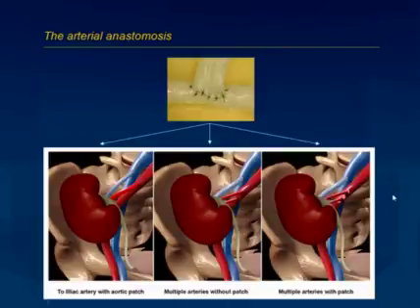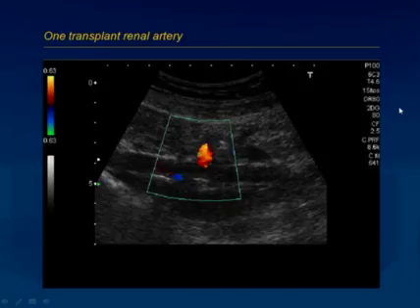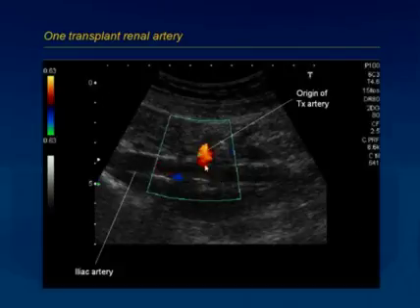Now, for obvious reasons, live donor anastomosis is different. Most donors are very reluctant to give away part of their abdominal aorta, so the live donor anastomosis has no patch. If we look at that on ultrasound, the iliac artery seen here, duplex ultrasound shows the origin of the transplant artery. This is a very simple situation. One transplant renal artery, probably with an aortic patch, but normally we can't see the aortic patch. So iliac artery, transplant artery originating at a 90-degree angle from the iliac artery, and there's only one of them, the simplest situation that we can possibly encounter.